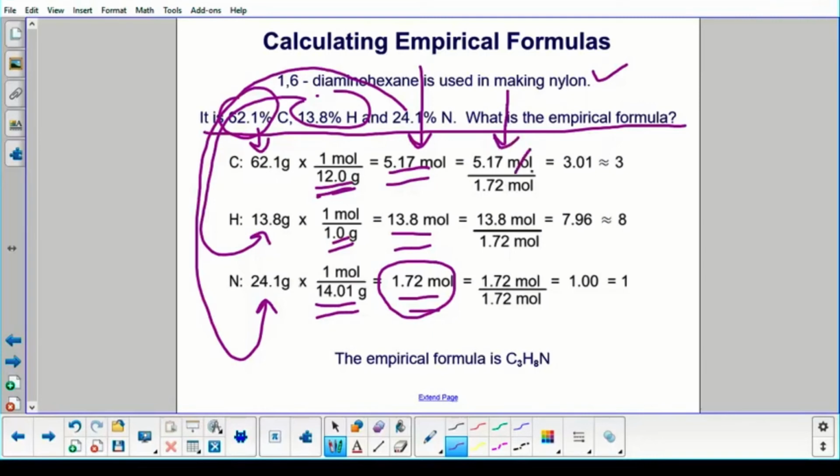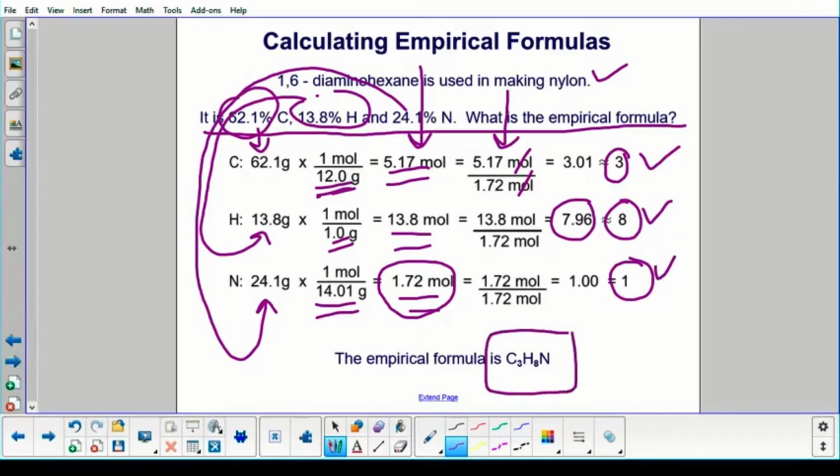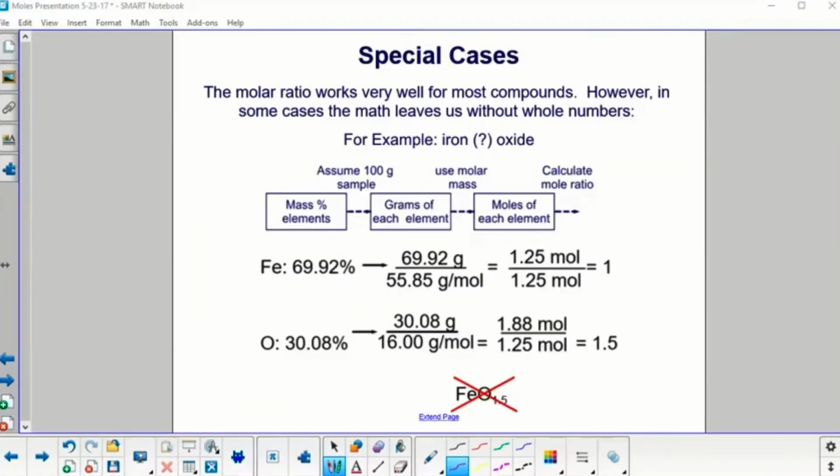The moles cancel, and the ratios we get, carbon is 3.01, approximately 3, hydrogen 7.96, approximately 8, and the nitrogen of course is 1. We're dividing 1.72 by itself, so we have C3, H8, N1, which is this. We don't have to put the 1 with the N, we can just leave it as N. So that's the empirical formula.